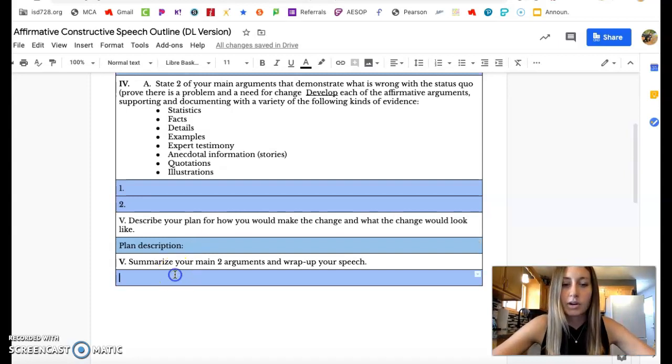At the end, summarize your main 2 points again, those from right up here, and wrap up your speech. Bring it to a close. Try not to just end abruptly and say the end. Say something possibly like, you should side with the affirmative team because blah, blah, blah, whatever your main reason is.